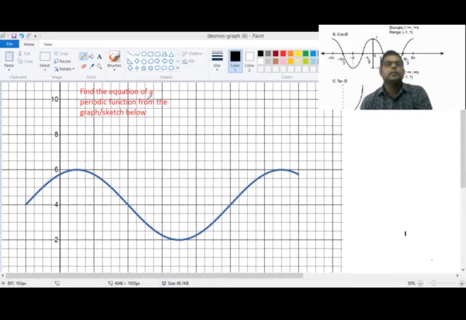We'll see how to find the equation of a periodic function from the graph or a sketch below. You can see that this is the graph of either sine or cosine. It doesn't matter, but this is definitely not a tangent graph. So in this case, by observation, you have to see the graph, and then from this graph or a sketch, you have to find the periodic equation.